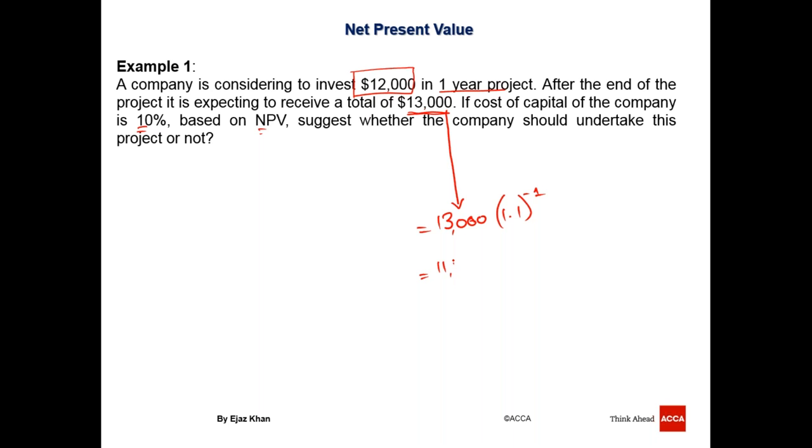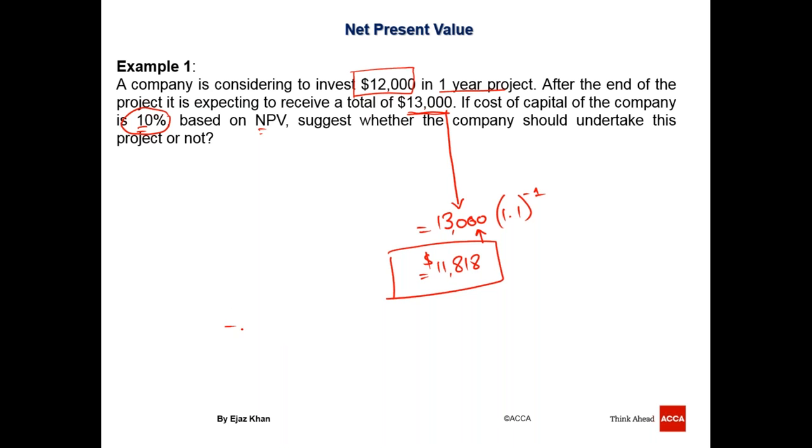Okay, $11,818. So this is the maximum that should be invested for these cash flows if the company really wants to generate a 10% return from this project. But if the company invests more than this amount, it will be at a loss. If it invests less than this amount, it will be at a gain.